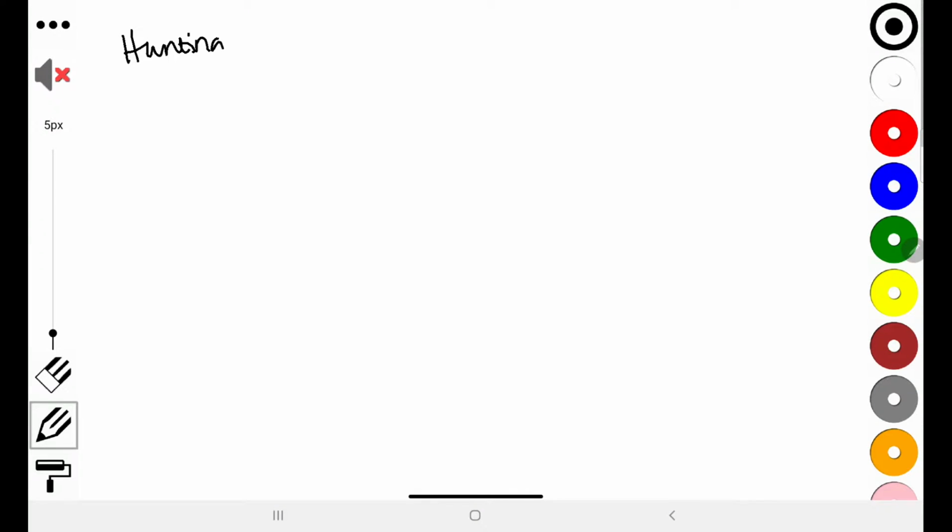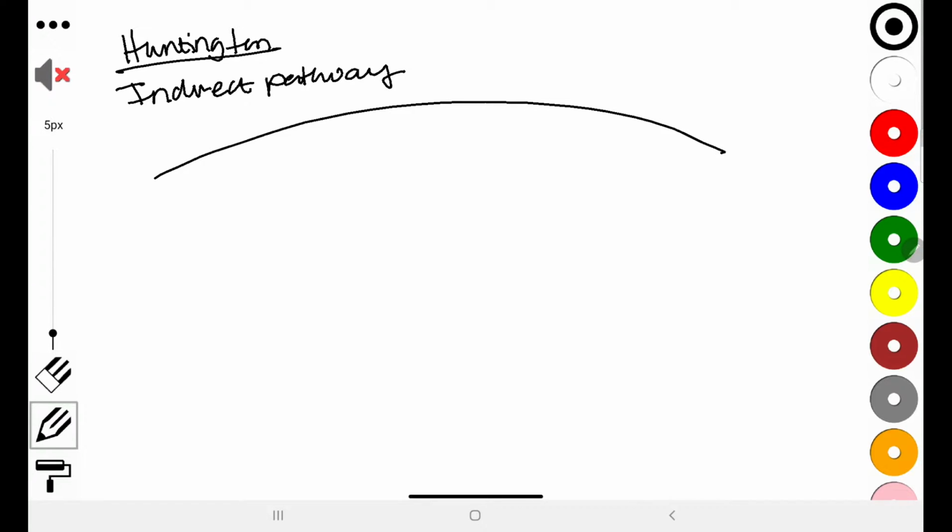Alright, so in Huntington disease, you find that usually this is because there's a fault with the indirect pathway. So you will notice that due to changes in the indirect pathway, in the striatum itself, the GABA releasing neurons degenerate. Okay, so let's see if I can go back to that.